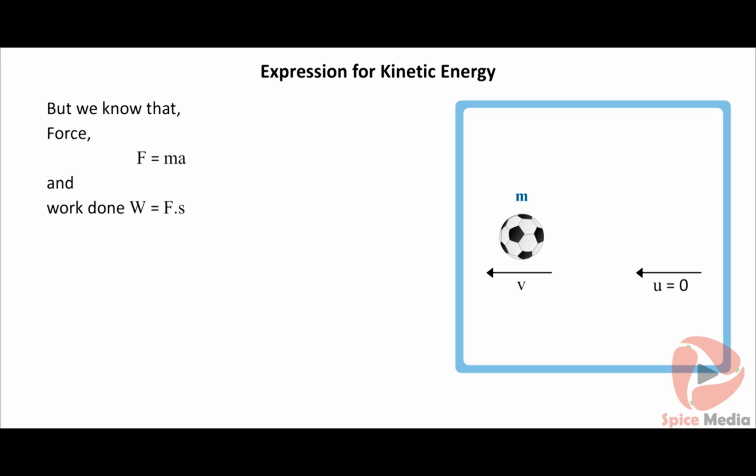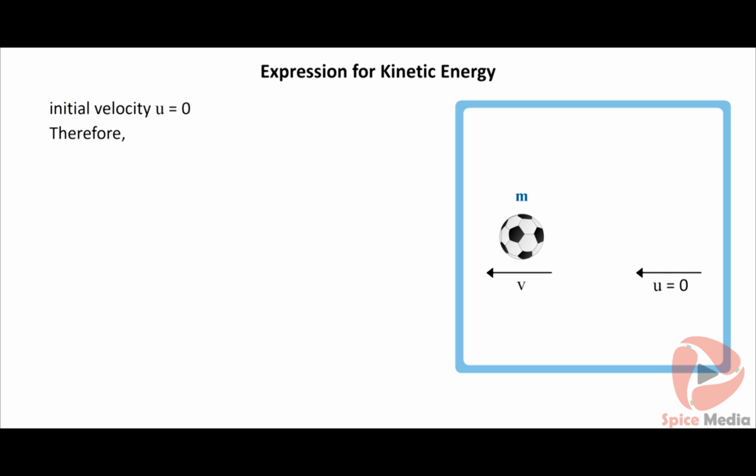But we know that force F is equal to ma and work done W is equal to F into s. Therefore, work done W is equal to m into a into s. Then W is equal to m into a into (v square minus u square) divided by 2a. Cancelling a in the above equation, the equation becomes W equals half m into (v square minus u square).